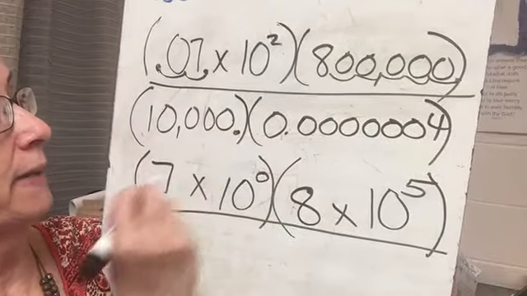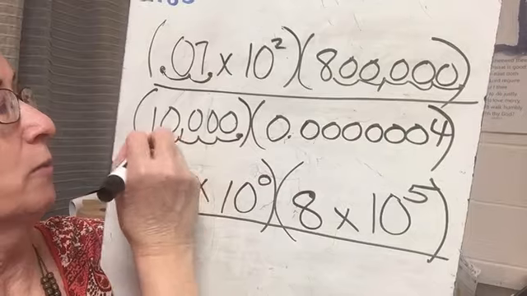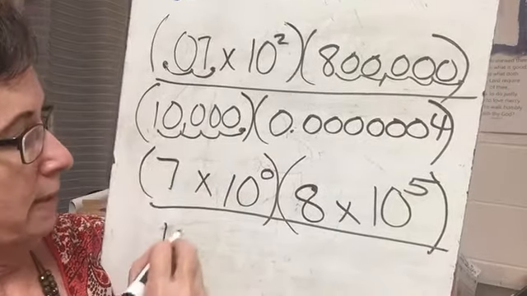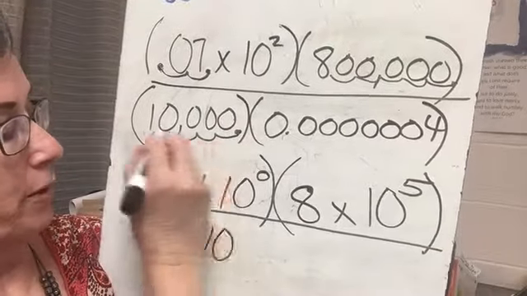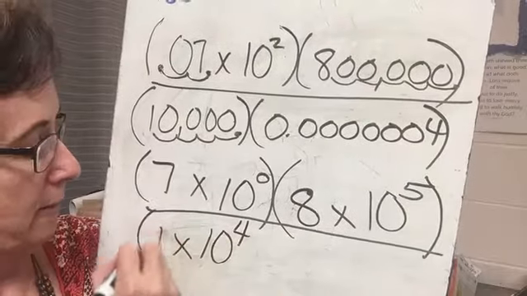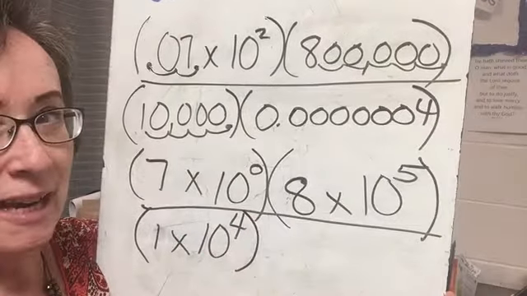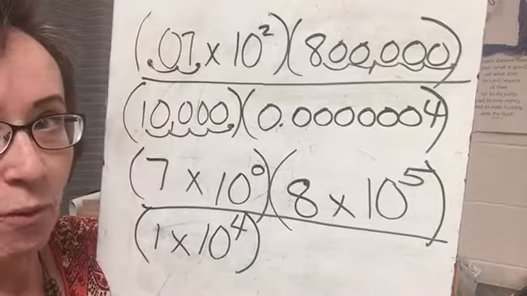10,000 has a decimal at the end. 1, 2, 3, 4. 1 times 10, that was 4 to the left, so this is 4 to the right. Remember, our number should never change. It's just the form that's changing.